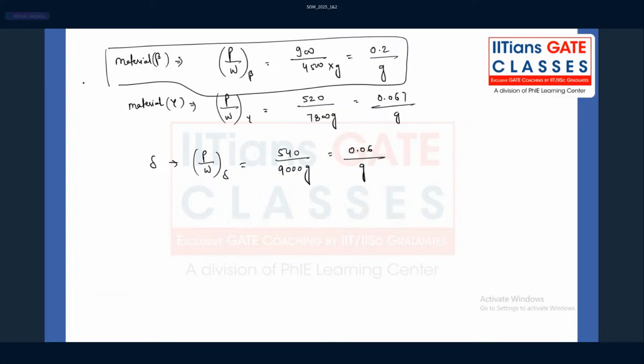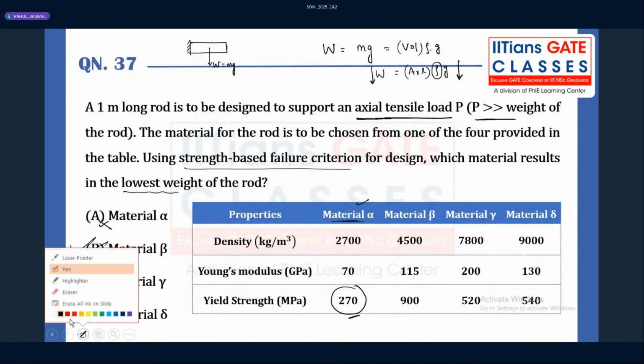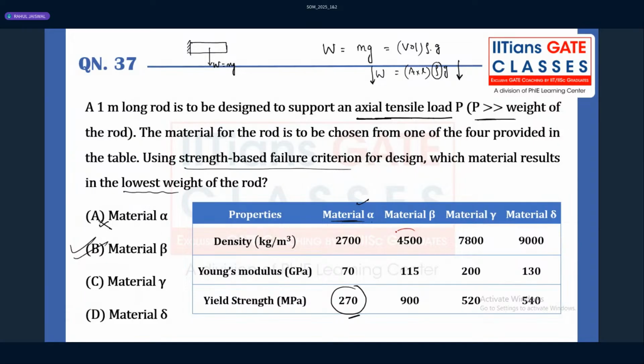Now coming to the material beta. The right answer is beta, but see why. If you see beta, its density is in the third position. So it is not the lightest weight, but it is a lighter weight, no problem. But if you see the yield strength also, it has the highest yield strength value. So it is fulfilling our criteria, right?